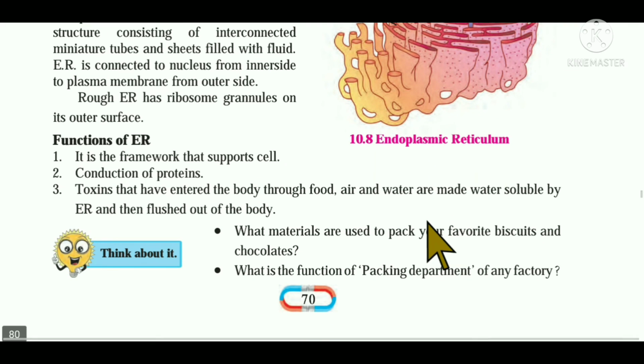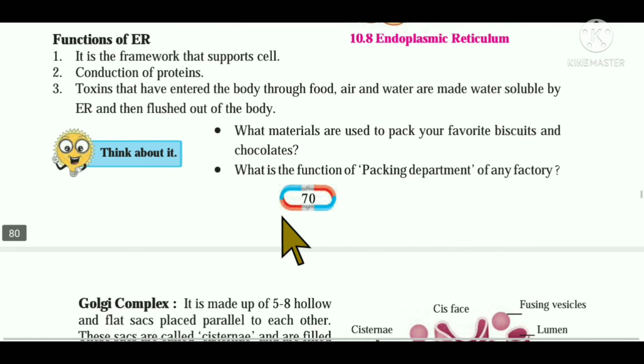Now, the function of the endoplasmic reticulum: it is the framework that supports the cell. It conducts proteins, and toxins that have entered the body through food, air and water are made water soluble by the endoplasmic reticulum and then flushed out of the body.